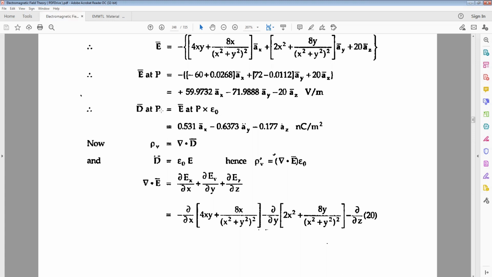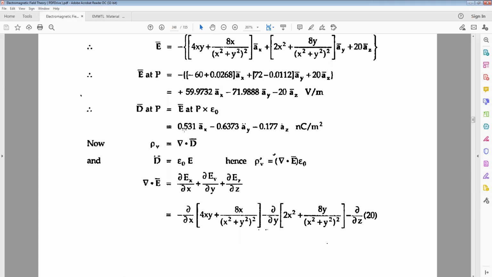D bar at P is E bar at P into epsilon naught, because the relation of D bar is epsilon naught into E bar. Multiply epsilon naught to all the functions. What is epsilon naught? 8.854 into the power of minus 12. You can multiply to get the Ax bar coefficient, Ay bar coefficient, and the Az coefficient.